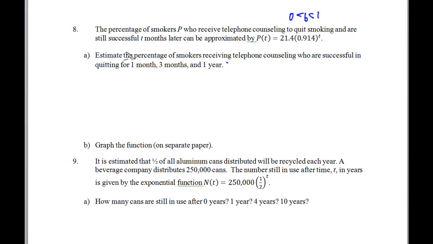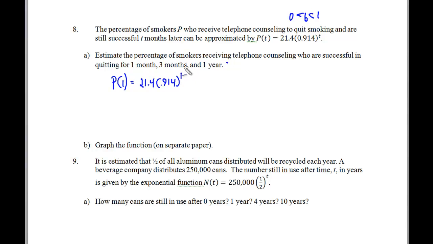So let's do an estimate of the percentage of smokers who are receiving phone call counseling who are successful in quitting in 1 month, 3 months, and 1 year. Alright, so for this, what we're going to do is type into the calculator P of 1 month, which is going to be 21.4 times 0.914 raised to the first power.